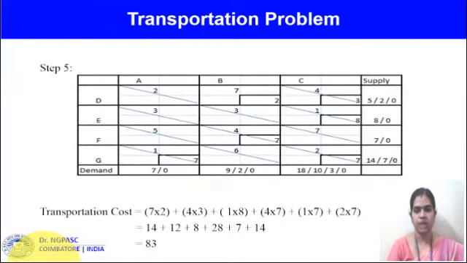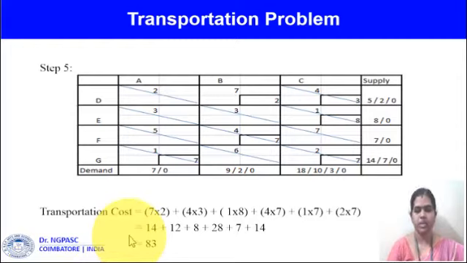After this, we need to check for the rim condition. Here the rim condition is m plus n minus 1. M represents the number of rows, which is 4, and n represents the number of columns, which is 3. So 4 plus 3 minus 1 is 6. We have 6 allocations here, so the rim condition is satisfied.